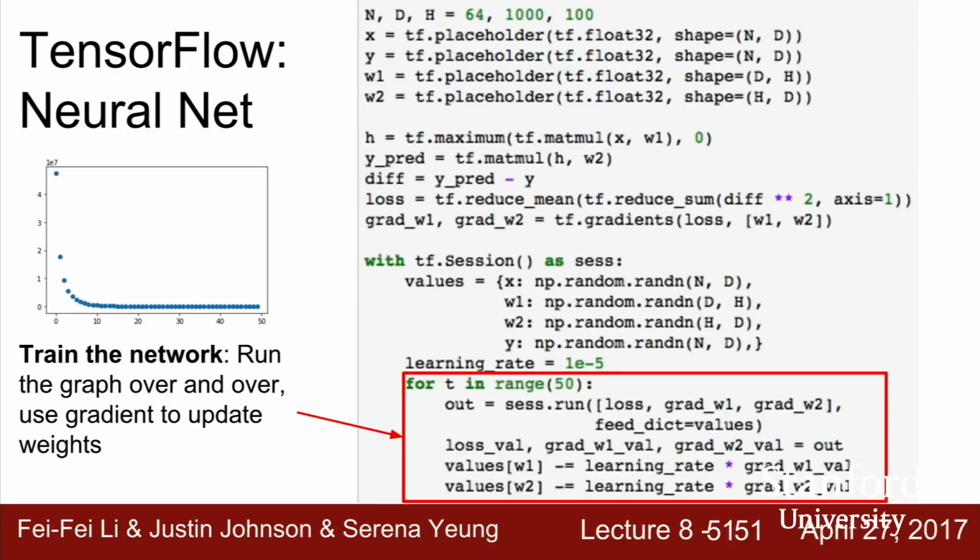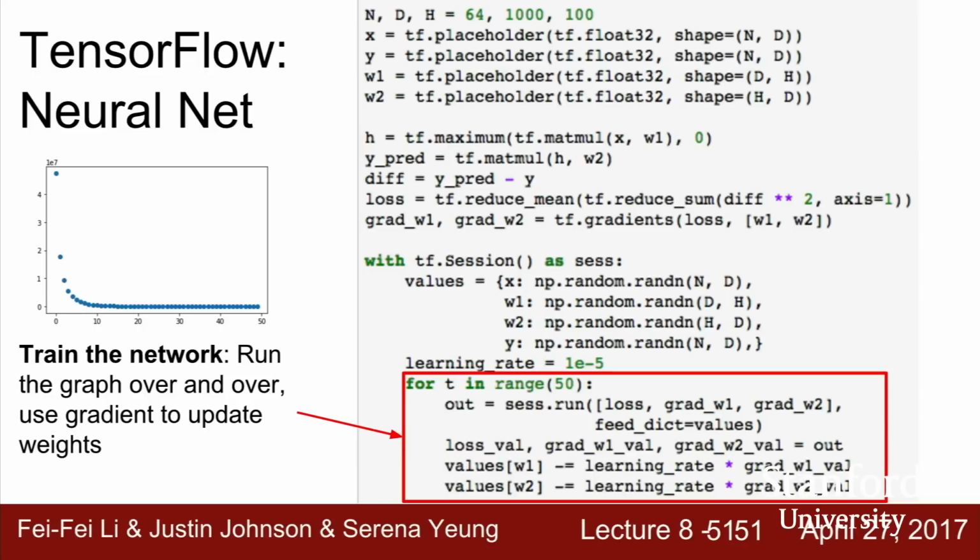So this has only run one forward and backward pass through our graph, and it only takes a couple extra lines if we actually want to train the network. Here we're running the graph many times in a loop. In each iteration of the loop, we call session.run, asking it to compute the loss and the gradients, and then we do a manual gradient descent step using those computed gradients to update our current values of the weights.